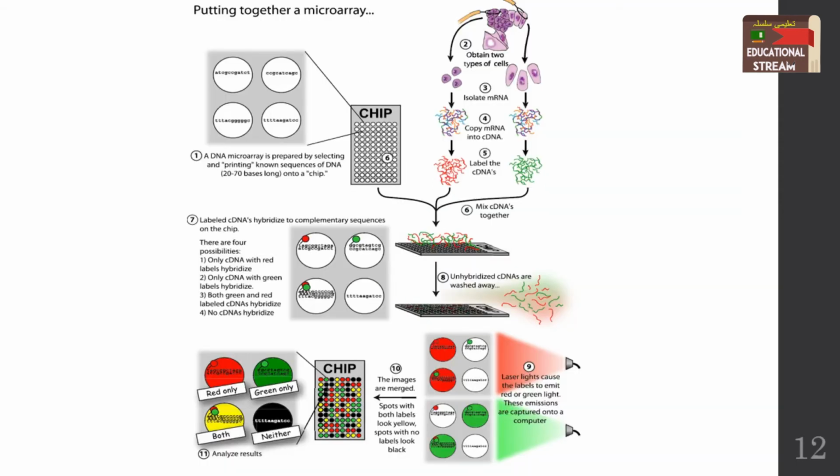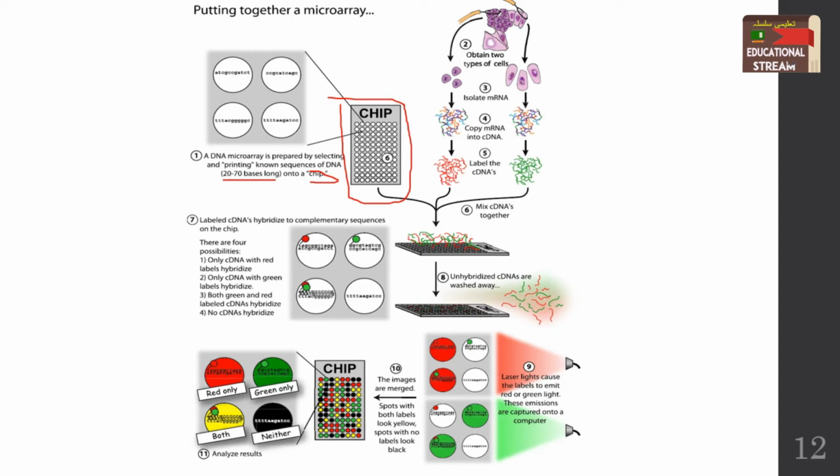So this is the overview of the microarray experiment with all the steps that are performed. First of all, a DNA microarray is prepared by selecting and printing known sequences of DNA on a chip. So we have taken a chip on which we have immobilized known DNA sequences, about 20 to 70 bases long. This is our chip, and you are watching these small spots in which the DNA sequence is immobilized. Then we need to obtain the types of cells.